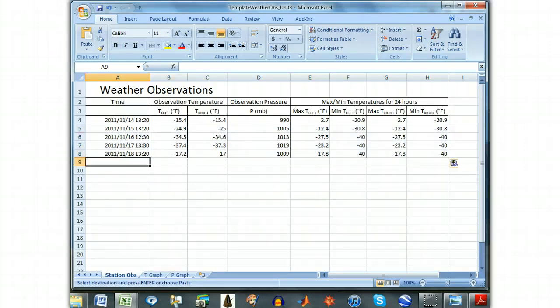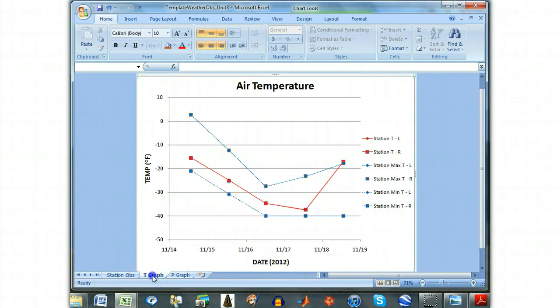Now you can look at the graphs, which will automatically plot the data you entered. The second tab, T-Graph, is a plot of temperature of the week, with the red solid line being the current temperatures measured by the left and right temperature probes, and the blue dashed lines being the maximum and minimums, the maximum being the higher curve, and the minimum being the lower curve.